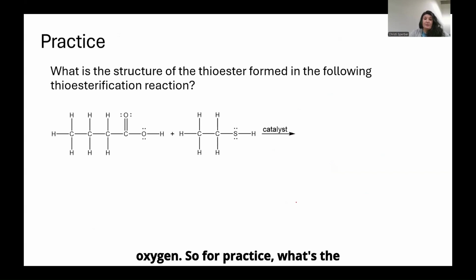So for practice, what's the structure of the thioester formed in the following thioesterification reaction? Go ahead and pause the video, and then when you're ready, come back and we will work on it.